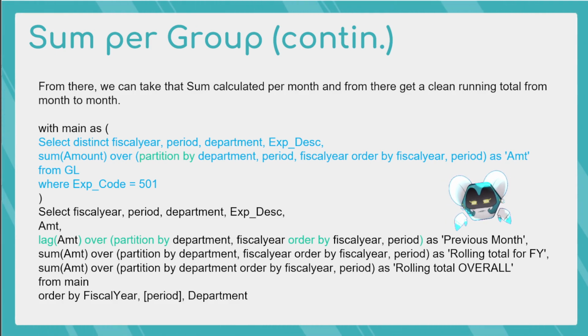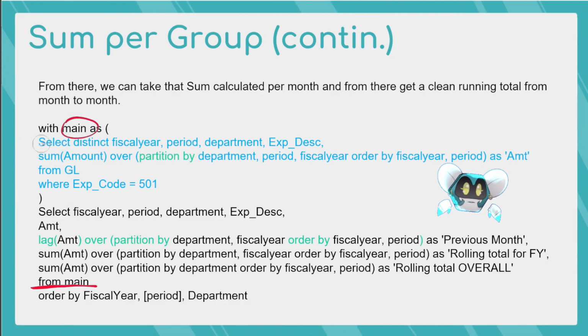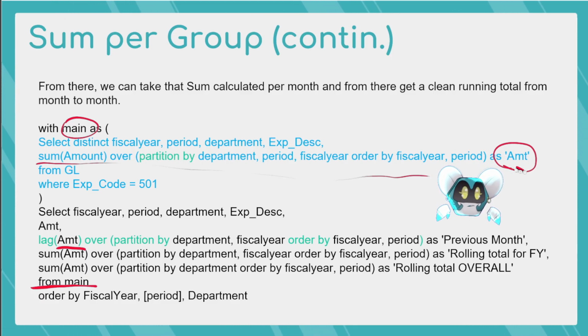We will look at grabbing the amount from the previous period. If you want to compare period amounts, you do this with lag. So we do lag, the amount, over partition by department and fiscal year. And just to reiterate, down below here, we are saying from main because main is the name we gave this query up here, and we are saying from amount because we gave this entire calculation the alias called amount. So that's where that name is being used down here.